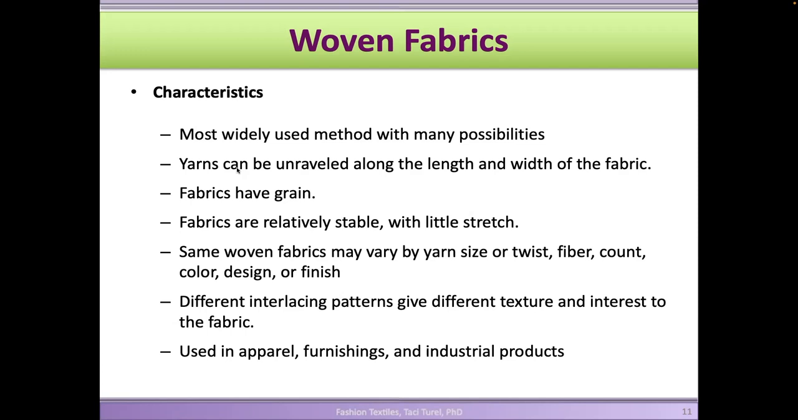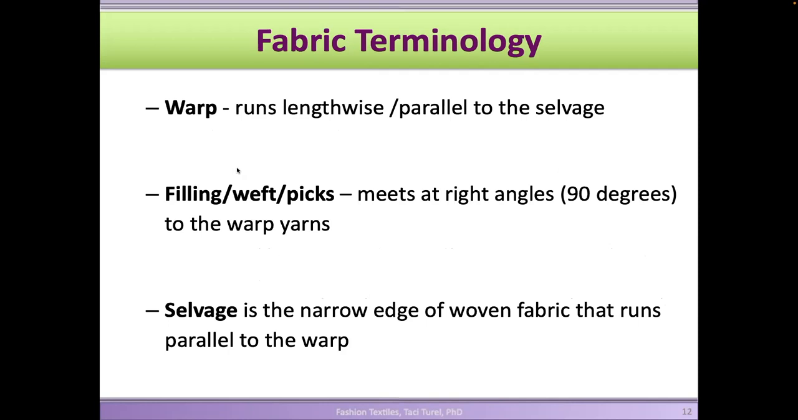There's a fabric count that we talk about. So this is how dense the yarns are on the woven fabric, the color, the design, the finish. So all of those will affect your final woven fabric. When you use different interlacing patterns, that gives you different texture and different look on the fabric. And we use woven fabrics in everything: apparel, furnishings, industrial products. Woven fabrics are made out of two sets of yarns. So there are yarns that are in the vertical direction, and then there are yarns that are in the opposite direction.